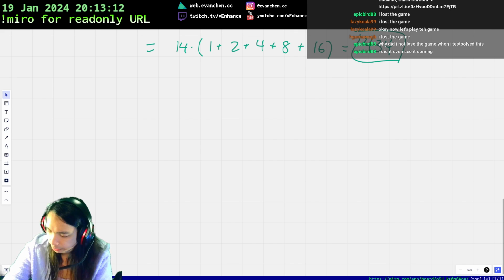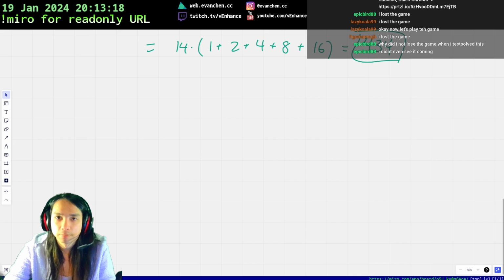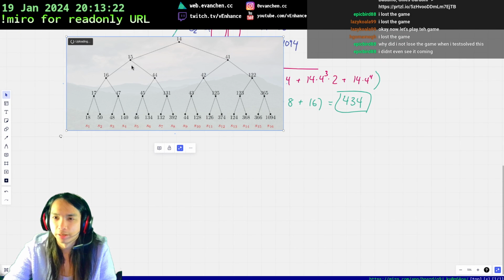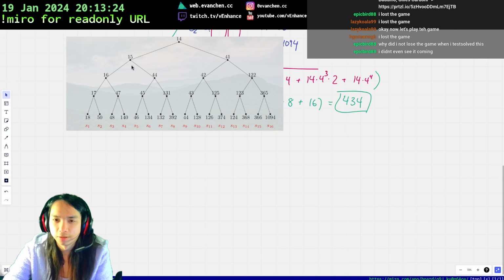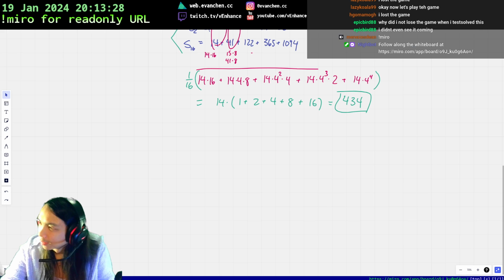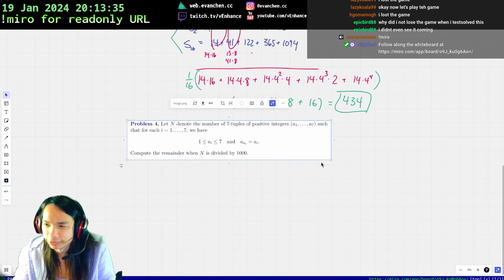Where's my cursor? Problem 4. What the heck? Wrong button. I want to press the copy button. And then paste. Amazing technology.